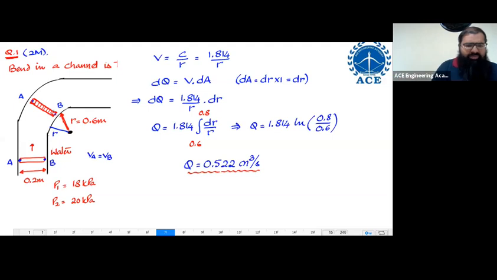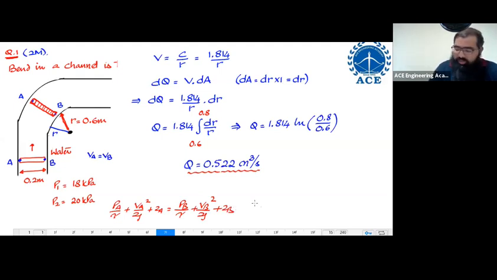But it is not that much difficult also for you. Already the equations are defined. It has been mentioned that since this is actually a free vortex motion, these 2 points A and B are governed by an equation. What equation is that? That equation is PA by gamma plus VA square by 2g plus ZA has to be equal to PB by gamma plus VB square by 2g plus ZB. This equation is governing these 2 points over here.